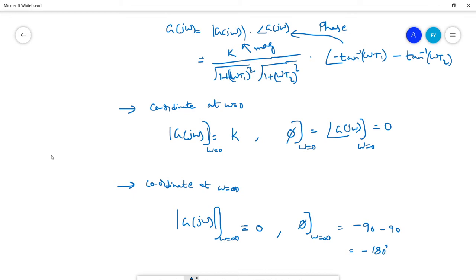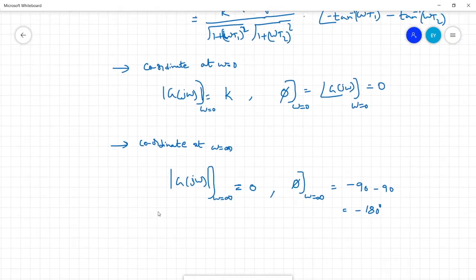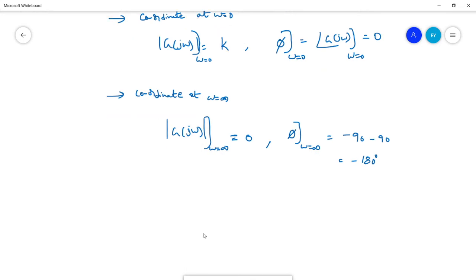When you are starting a plot at 0, the magnitude is k and the phase angle is 0. When you end at infinity, the magnitude is 0 and the phase angle is minus 180. So to represent this in a polar plot, we'll just draw a polar plot here, right?